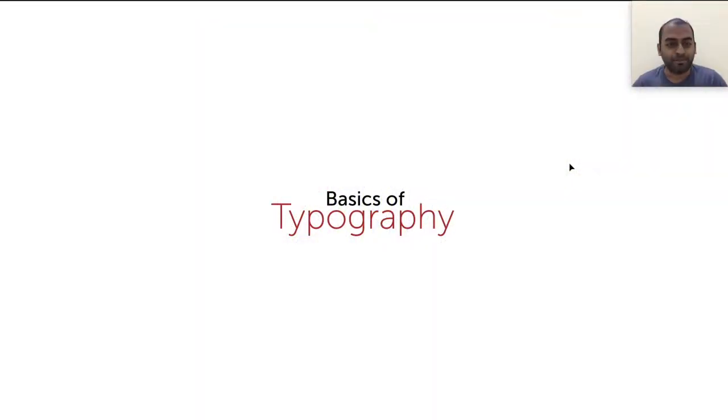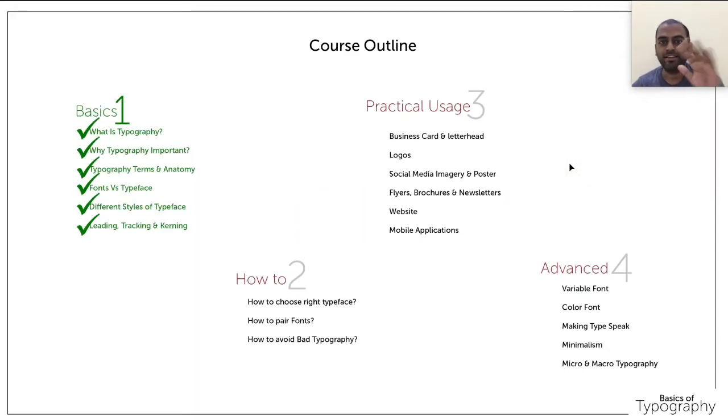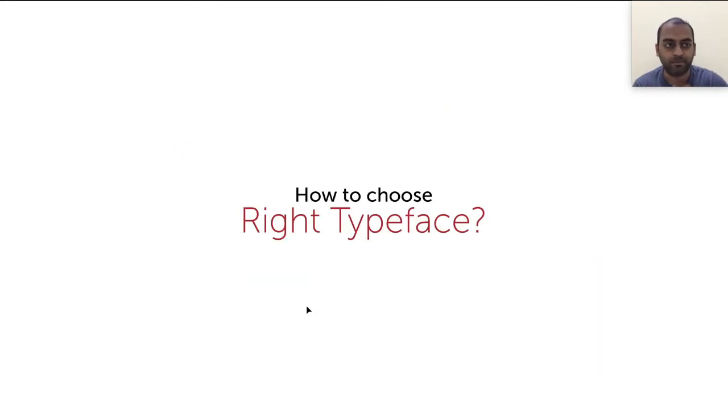Okay, so coming back to Basics of Typography, the person who is following the course from the start will be well aware of this slide. We have successfully covered all the basics sessions, and now we have jumped to the how-to session. In this session we are going to see three things: how to choose the right typeface, how to pair fonts, and how to avoid bad typography. So that is my plan for this session, and in this video it is how to choose the right typeface.